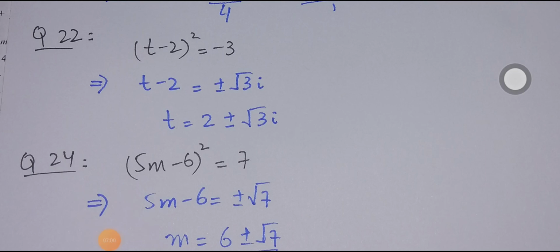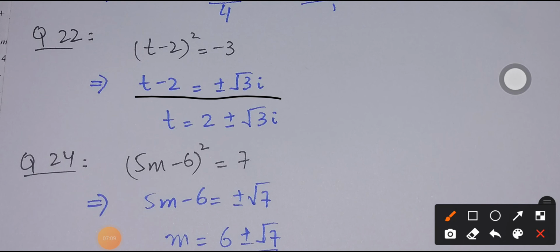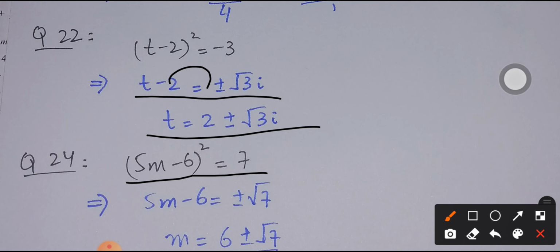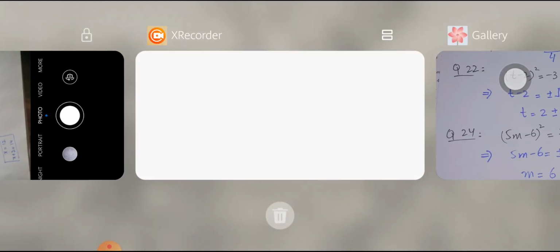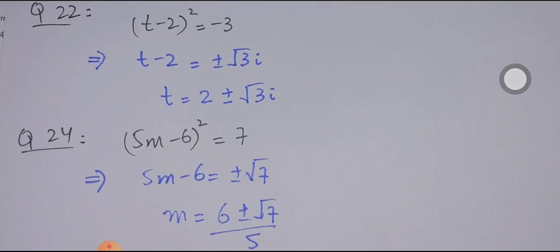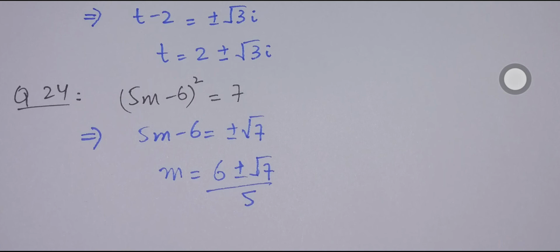Next we have question number 22. t minus 2 whole square is equal to minus 3. So taking square root on both sides, we will get t minus 2 is equal to plus minus square root of 3 iota. Now we can shift this 2 to the right hand side, and here will be the answer. Similarly we will perform question number 24, in which we have 5m minus 6 whole square is equal to 7. Simply taking a square root on both sides, this square will be cancelled out, and we are left with plus minus square root of 7. And now we will shift the other numbers to the right hand side. So 6 plus minus the square root of 7 over 5.